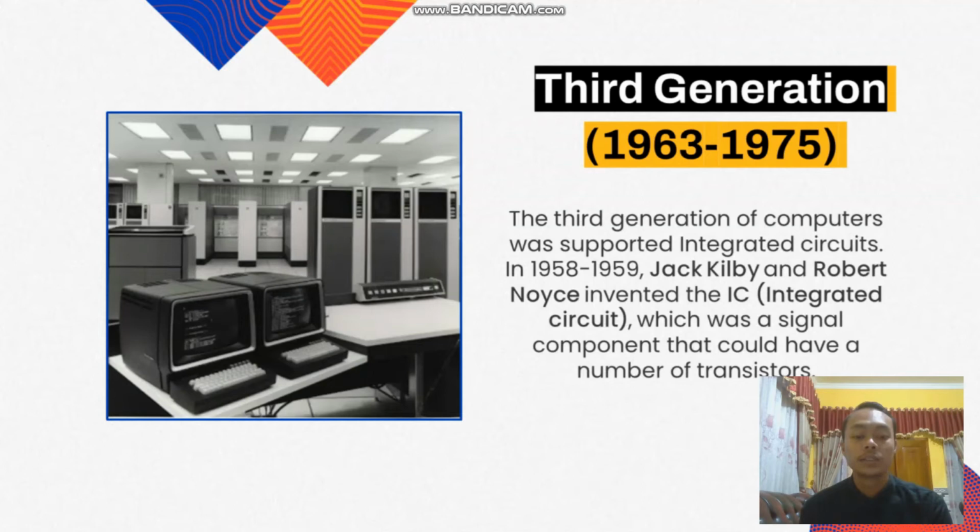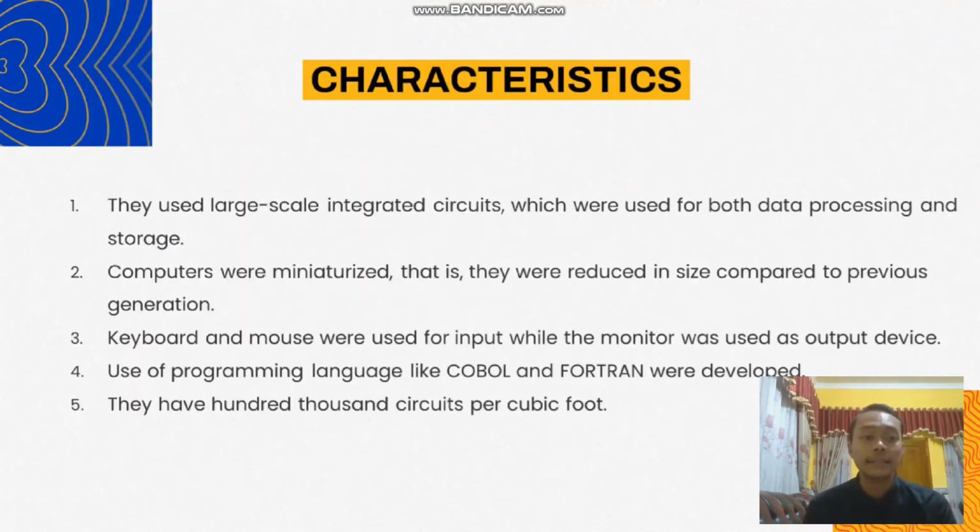In 1958 until 1959, Jack Kilby and Robert Noyce invented the integrated circuit, which was a single component that could hold a number of transistors. Characteristic one, had components called integrated circuits, which were used for both data processing and storage.